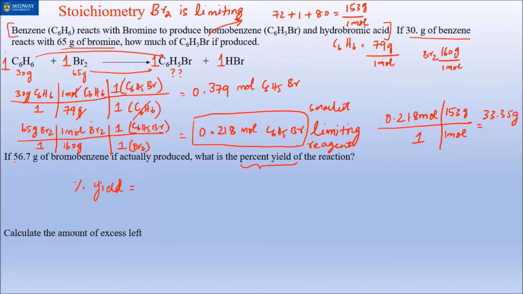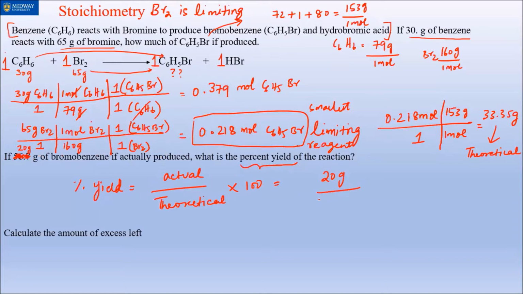Actually, I'm going to change this to probably about, say, 20 grams. So if 20 grams of bromobenzene is actually produced, what is the percent yield of the reaction? Well, this is the theoretical yield right here. This is the actual yield. You can see it's actually produced. So percent yield is actual over theoretical times 100. So that is, actual yield is 20 grams.